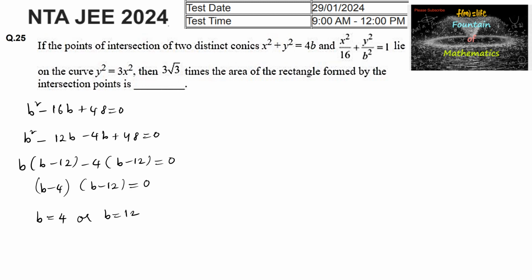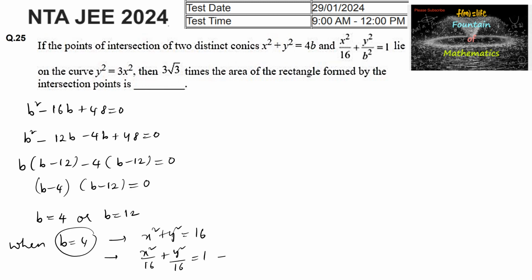But when b is equal to 4, we can say x square plus y square is equal to 4 into 4, 16. And also the second equation, ellipse equation, x square upon 16 plus y square upon 16 is equal to 1, which implies that x square plus y square is equal to 16. Both are coinciding. But it is mentioned that the points of intersection of two distinct conics, they are two different conics, so we are not supposed to consider b equal to 4.